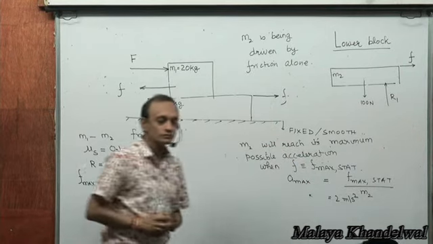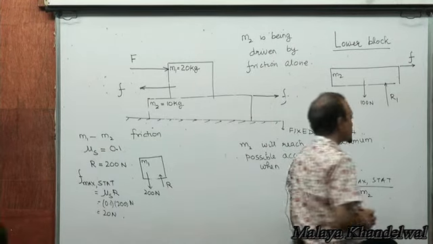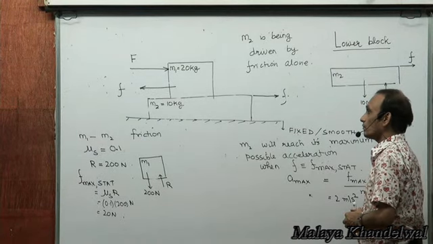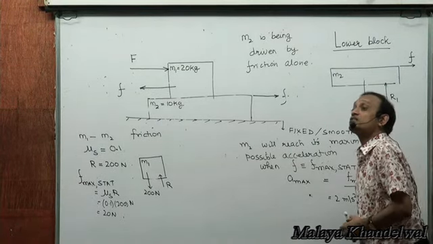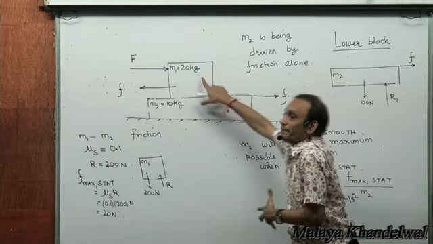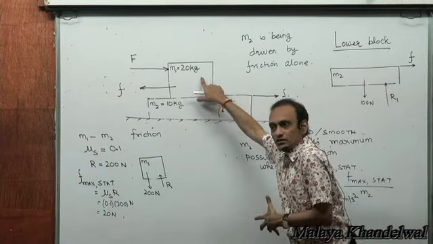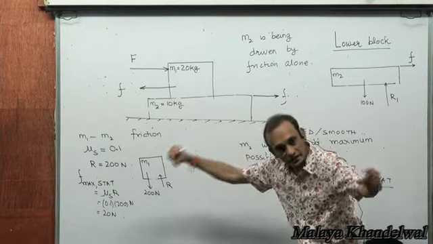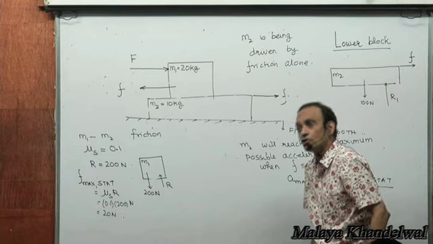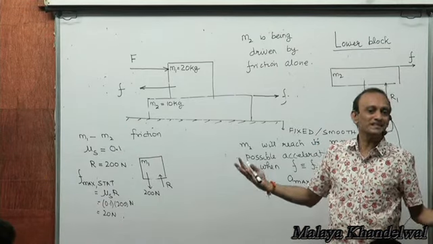Now, what is the maximum common acceleration of the two blocks therefore? There is no limit on the acceleration of the upper block. It can have any value of acceleration. But what's the maximum acceleration of the lower block? 2 meters per second squared. When does it happen? It happens at a time when the force of friction between the two becomes its maximum possible. So what's the maximum common acceleration of the two blocks? 2 meters per second squared is the maximum common acceleration.